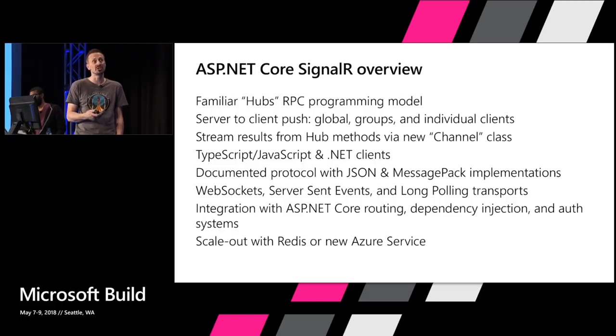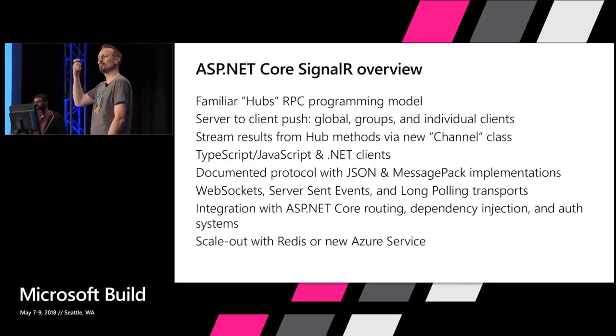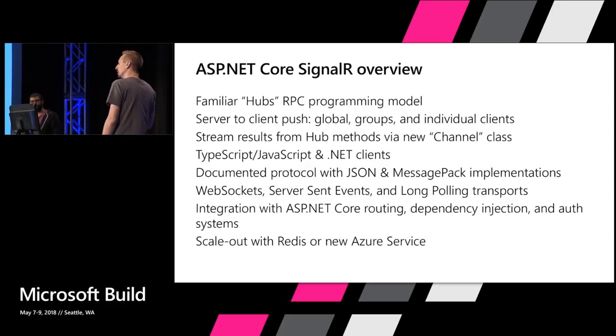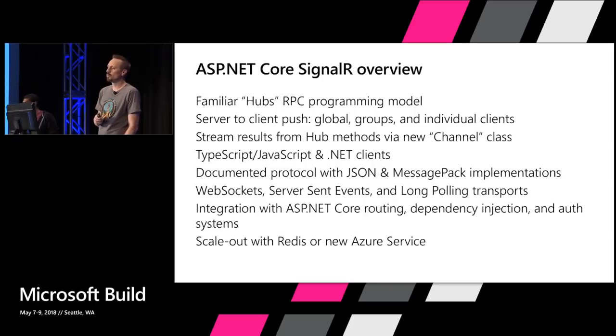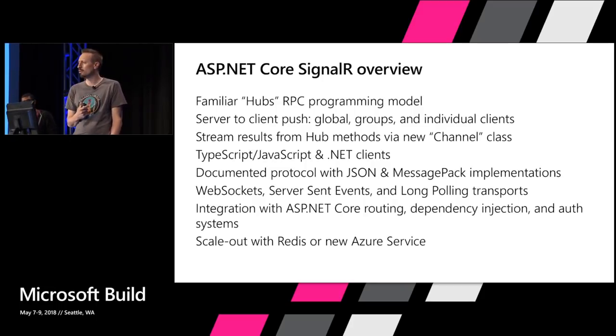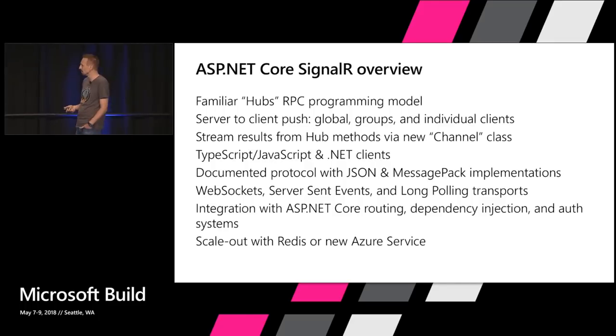You can now stream results from your hub method using the new channel class, which is now part of the .NET Core FX, as they call it, part of the base class library. We now have a new JavaScript client written from the ground up in TypeScript, which you can consume as TS modules or JS modules or a UMD module if you're using raw JavaScript like you did here. Obviously, we have a .NET client as well. We have a documented protocol now for hubs with implementations in JSON and MessagePack.